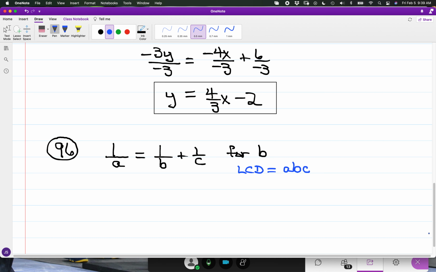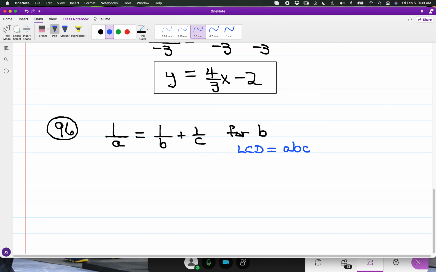So for the LCD, we have a times b times c. And if I distribute the LCD over all the terms, I have ABC times 1 over A, then I have ABC times 1 over B, and plus ABC times 1 over C.